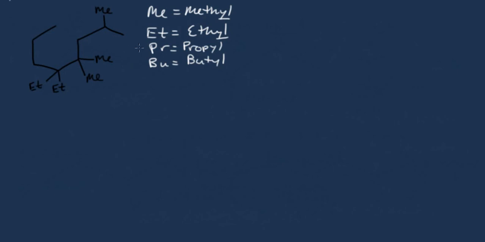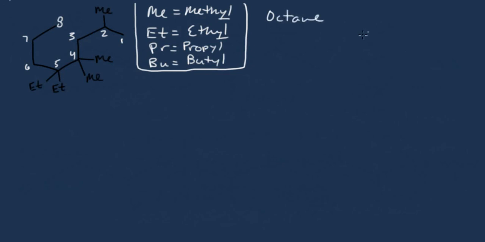So let's find our longest chain. I'm going to call this our 1. That's our second carbon. 3, 4, 5, 6, 7, and 8. So we have an 8-long carbon chain, and an 8-long parent chain is known as octane. And that is our longest chain. So we now want to try to find substituent groups.